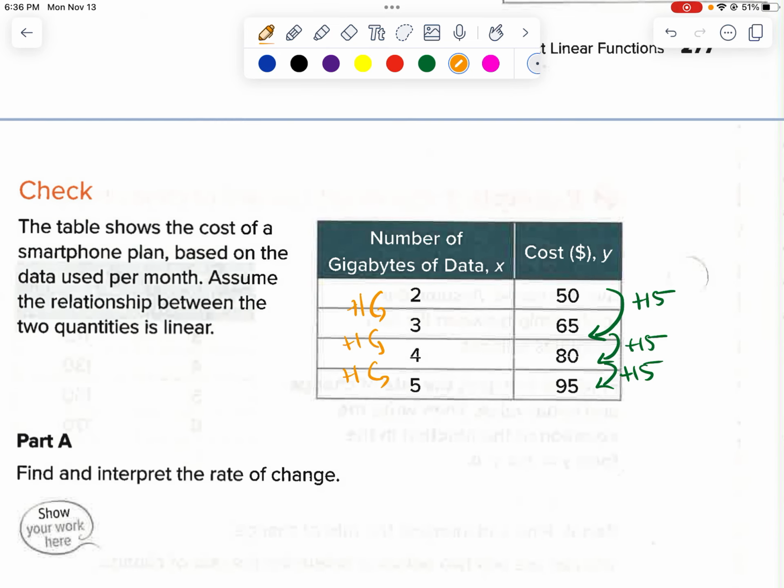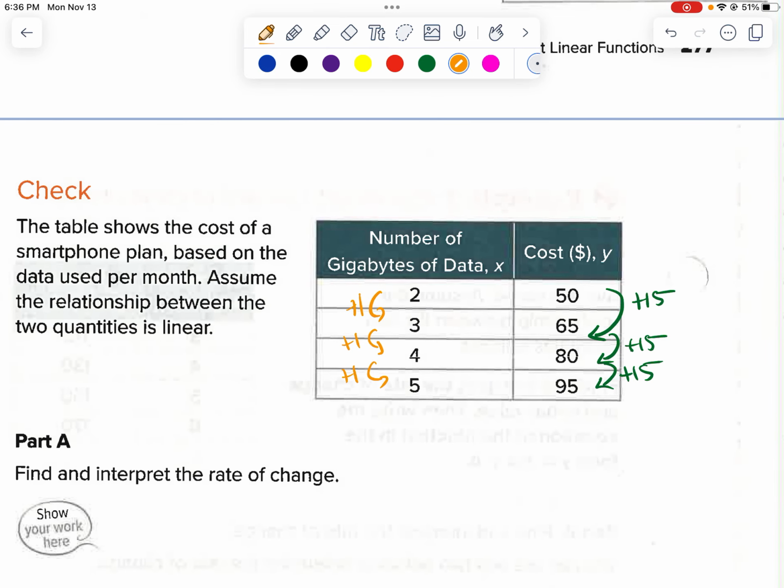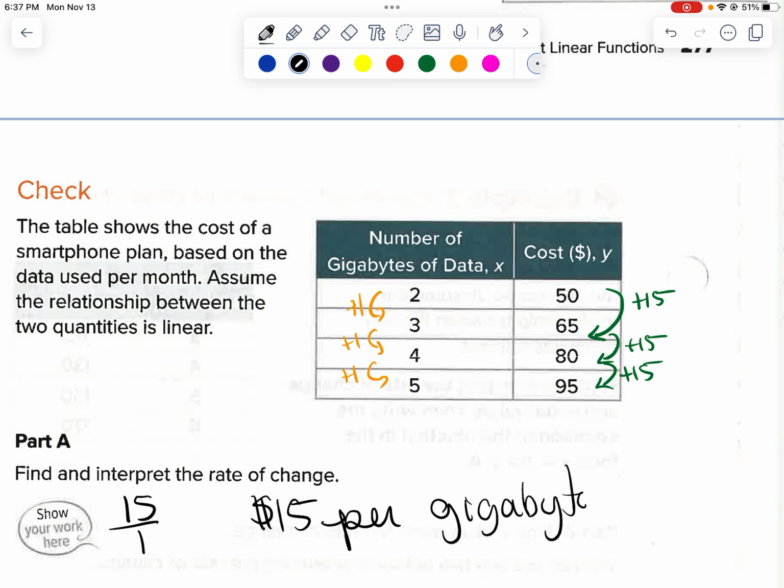Oh, I didn't even read the question. The table shows the cost of a smartphone plan based on the data per month. Assume that the relationship between the two quantities is linear. So my slope is 15 over 1. That means it costs $15 per gigabyte of data.